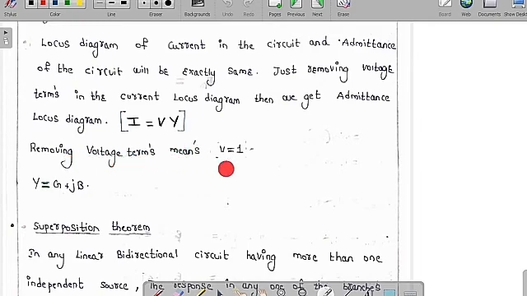Removing the voltage term means just keeping V equal to 1. Then we get the locus diagram of the admittance. Also, admittance is equal to conductance plus j into susceptance.